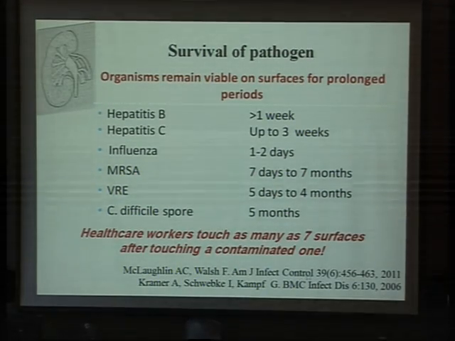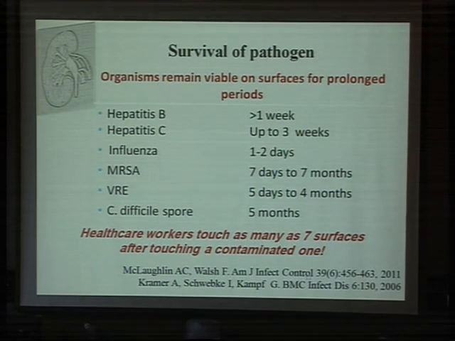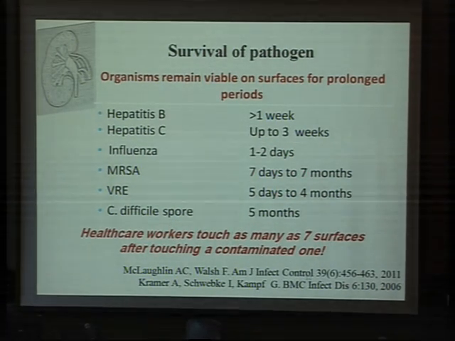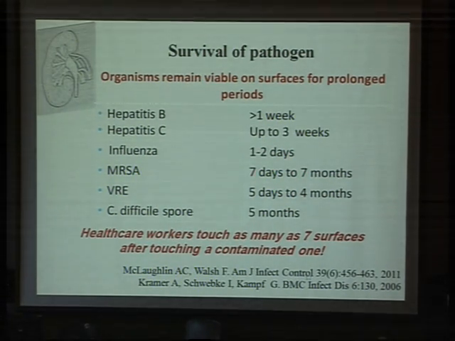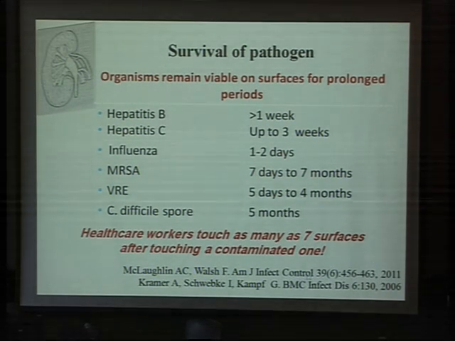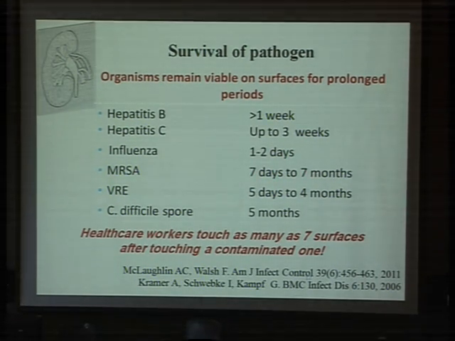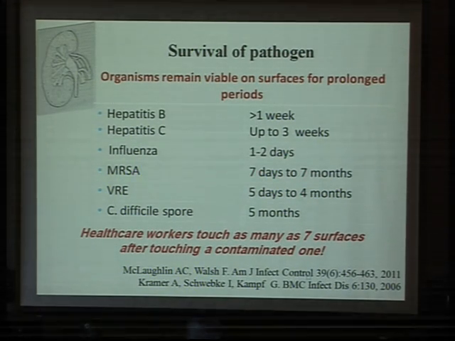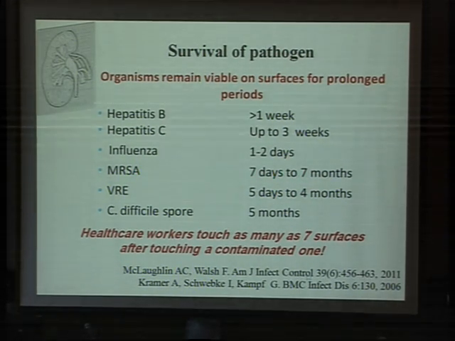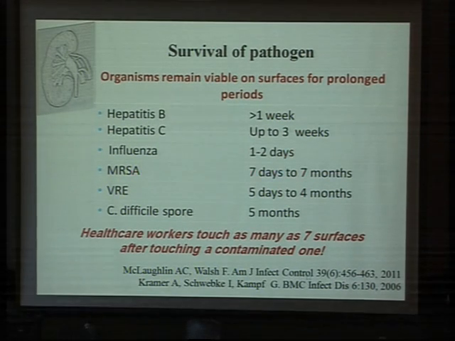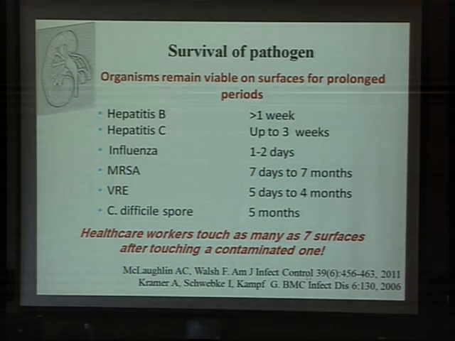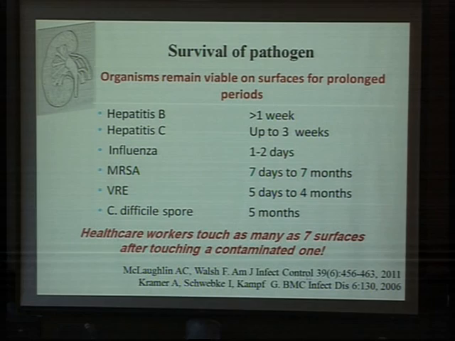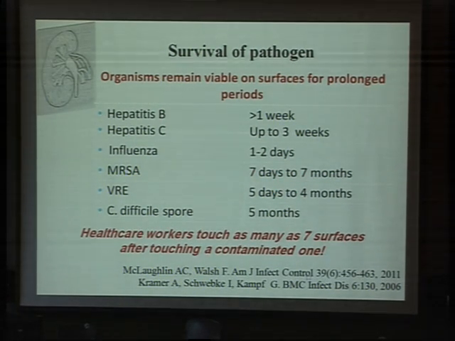This is a very important slide. The survival of the pathogen in the environment is very critical. We should know it because it is the cause of the spreading of many pathogens, either in the community or in the healthcare setting. Hepatitis B can stay up to 1 week. For C, up to 3 weeks. Influenza, 1 to 2 days. MRSA, from days to months, and also VRE, vancomycin-resistant enterococci, the spore up to 5 months.